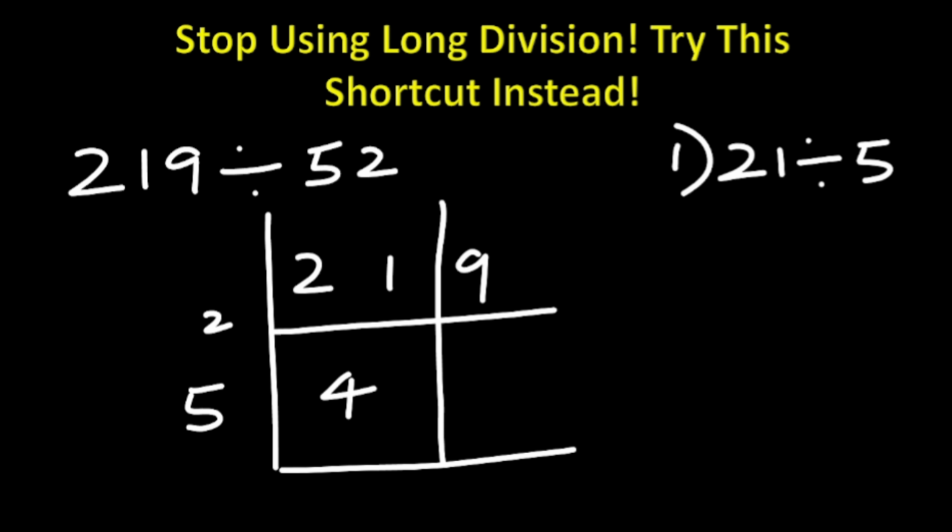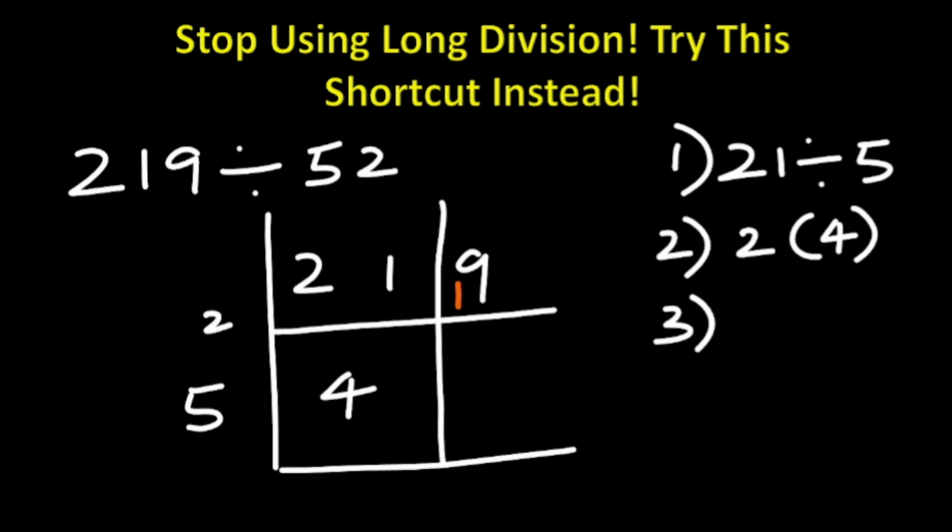So 21 minus 20, that's going to be 1. So you carry that 1 to the next digit. So that becomes 19. And the second step is going to be step 2. You take the smaller digit, which is 2, and you multiply by 4. You got 4 in the previous step, so you multiply that by the smaller digit. So 2 times 4. That gives 8.